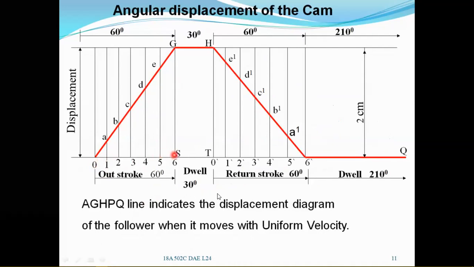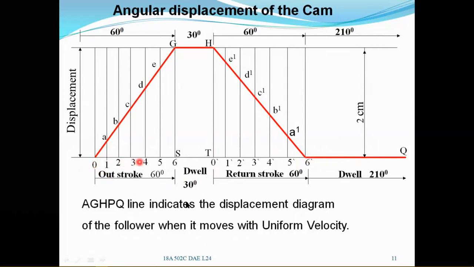So here, OS is the outstroke for 60 degrees of cam rotation, and ST is the dwell for 30 degrees of cam rotation, and TP will be the return stroke for 60 degrees of cam rotation, and next, PQ will be the dwell for the 210 degrees of cam rotation, right?